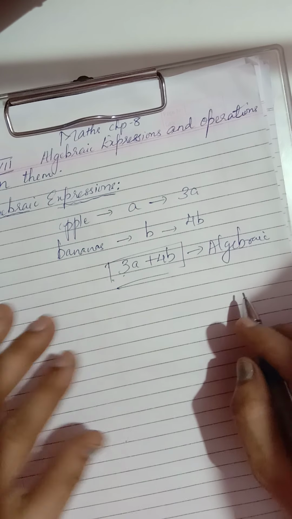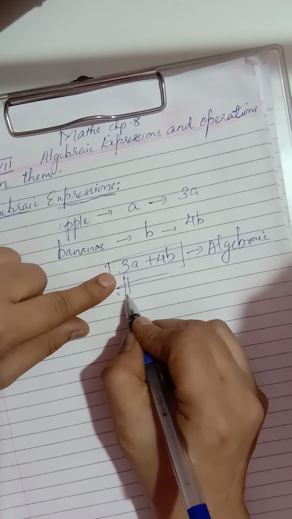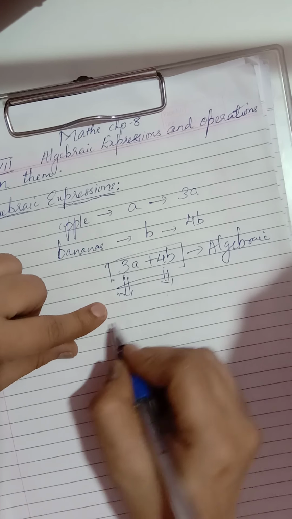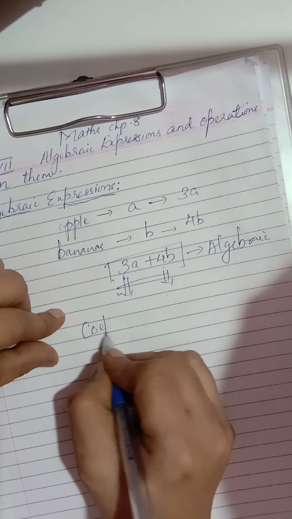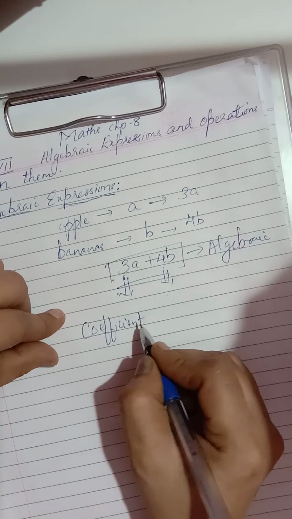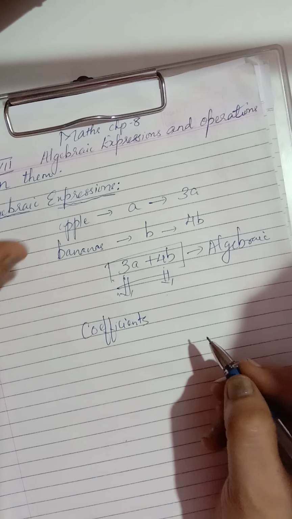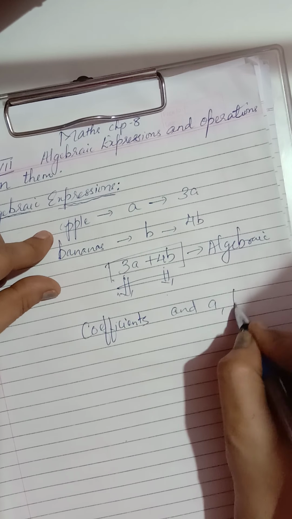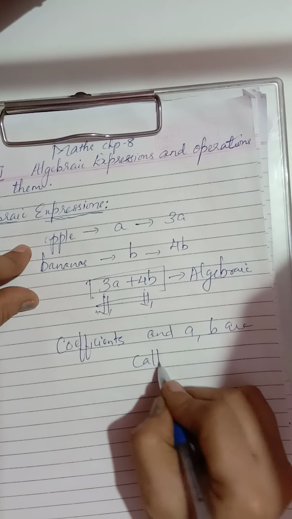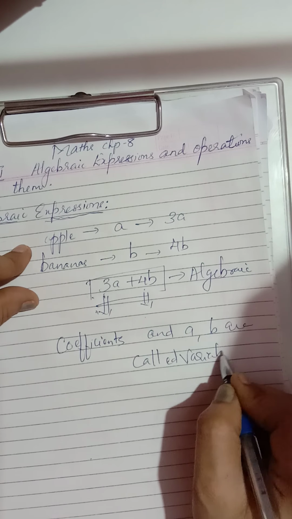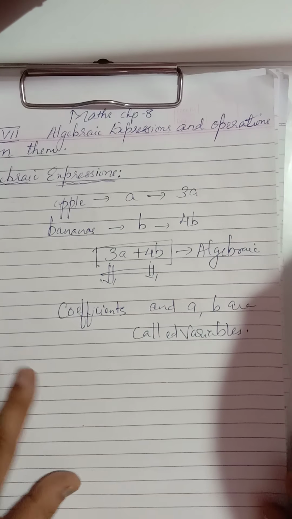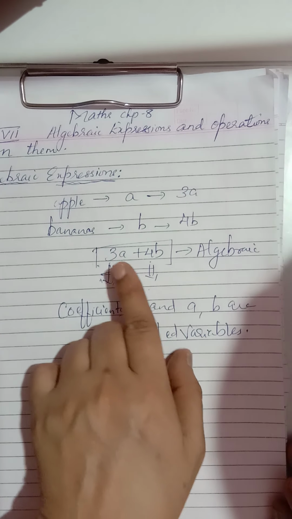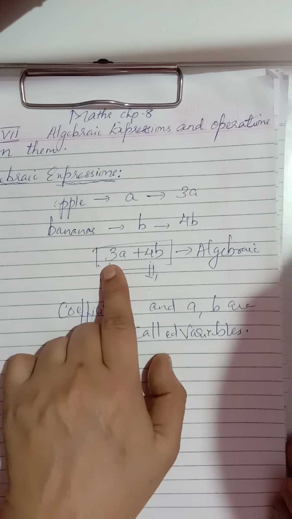Now here see children, the numbers 3 and 4 are called the coefficients. What is it called? Coefficients. And your A and B are called variables. So A and B are called the variables, and the number before the variable, this number 3 is before the variable, that is called the coefficient.